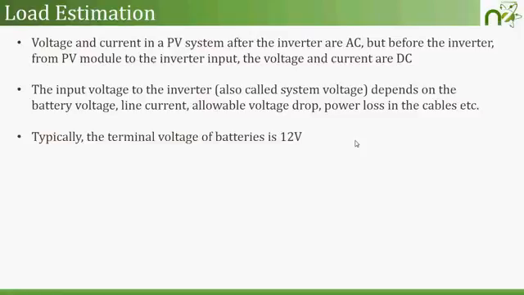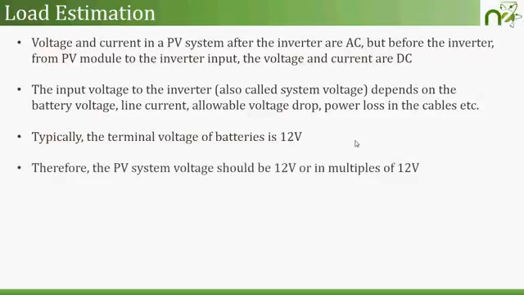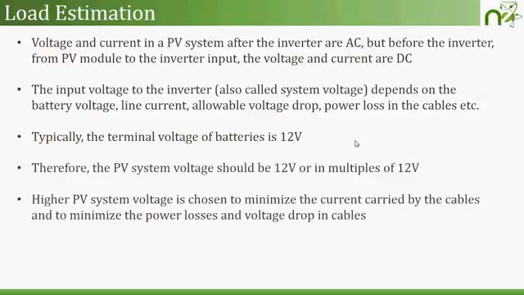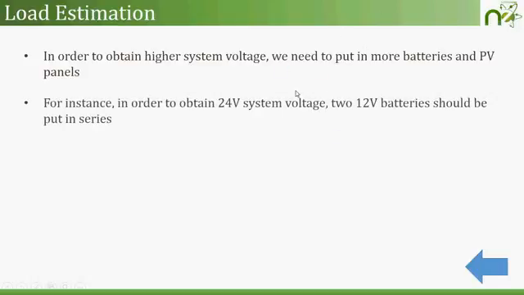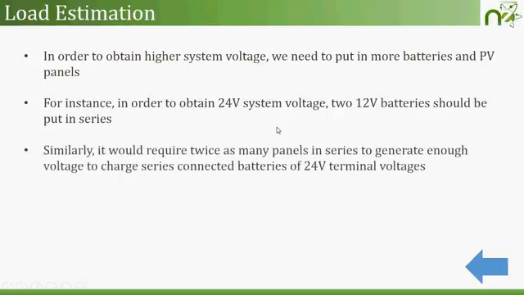The battery voltage would be almost 12 volt, hence the PV system voltage will also be 12 volt or in multiples of 12 volt, because ultimately it is the 12 volt which we need to supply to the battery. Hence we also need to choose the optimum PV system voltage in order to minimize the power losses and voltage drop in the cables. Now in order to obtain higher system voltage we need to put in more batteries and PV panels. Hence in order to obtain 24 volt we need to put two 12 volt batteries in series. So this is the kind of multiplication in the numbers of 12.